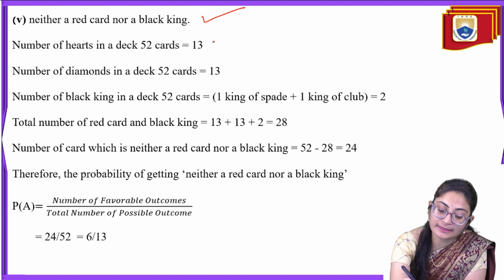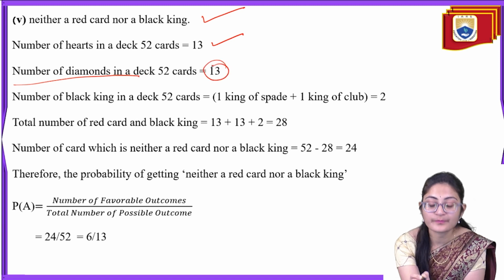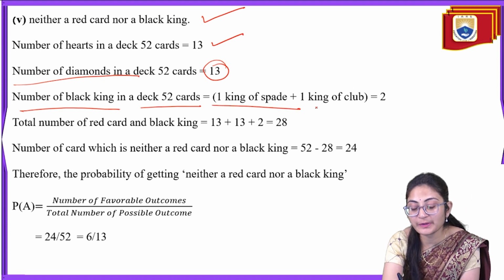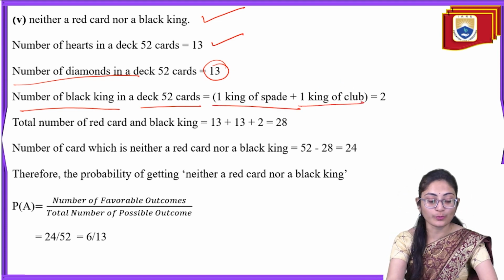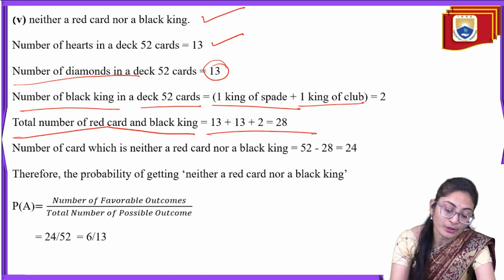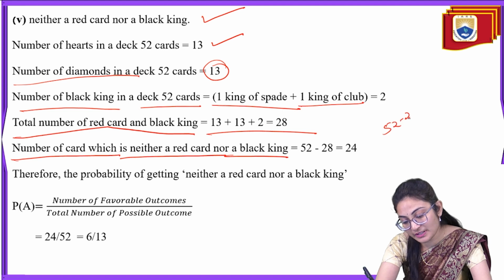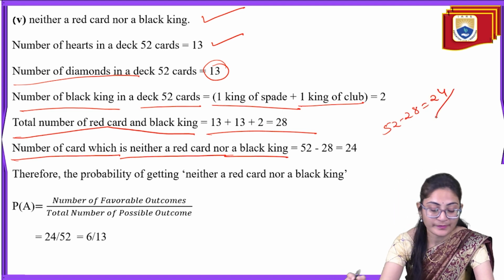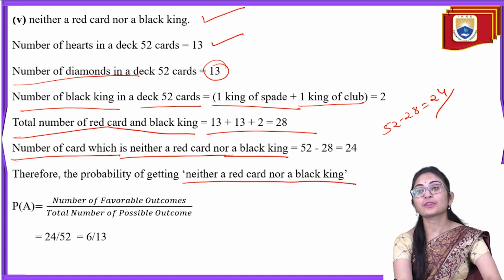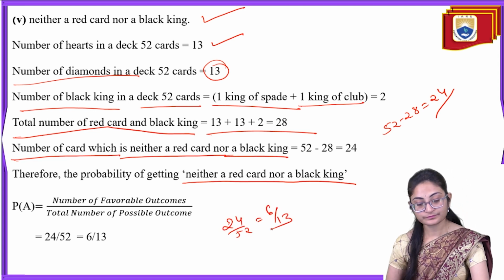Then the fifth condition is neither a red card nor a black king. Number of hearts in a deck of 52 cards is 13. Number of diamonds is 13. Number of black kings in a deck of 52 cards is 1 king of spades and 1 king of clubs, equal to 2. The total number of red cards and black kings is 13 plus 13 plus 2, that is 28. So the number of cards which are neither red nor a black king is 52 minus 28, again we get 24. Now again we find the probability of neither a red card nor a black king: 24 by 52, that is 6 by 13.